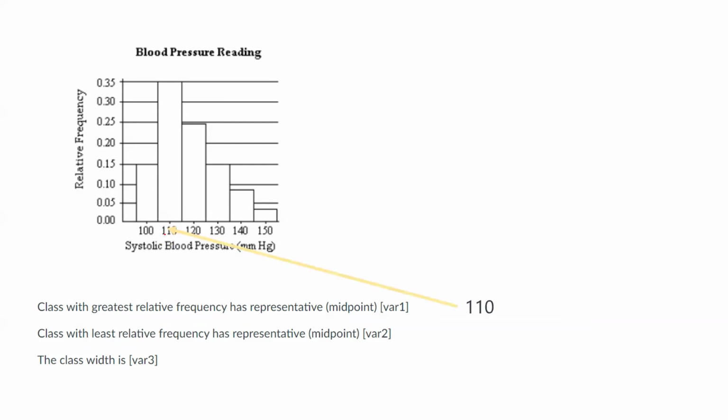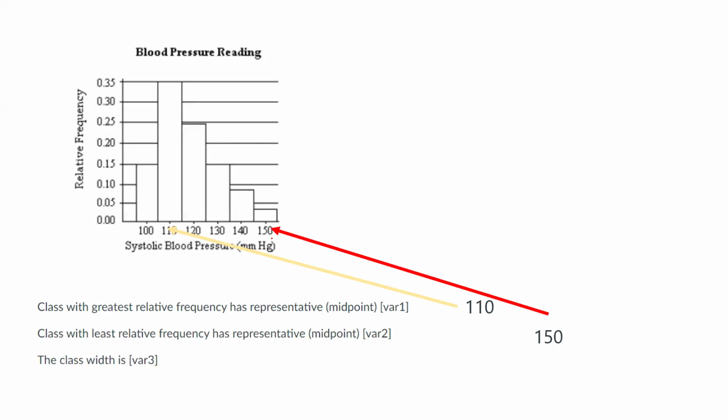Basically just located here. The second question says the class with the least relative frequency. So first let us identify that. Between these bars, this bar is the shortest. So it has the least relative frequency. And as you can see, the representative is 150. You can basically locate that here.